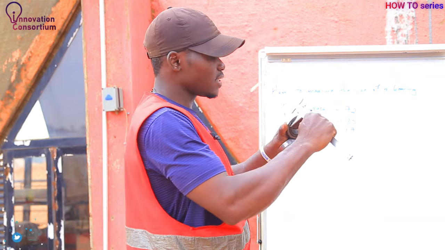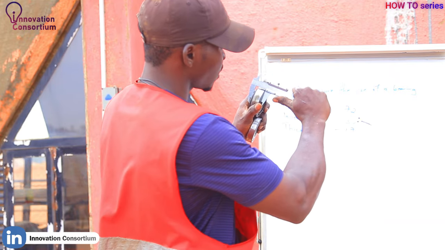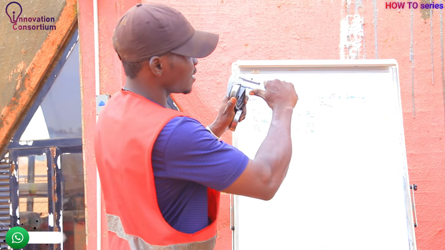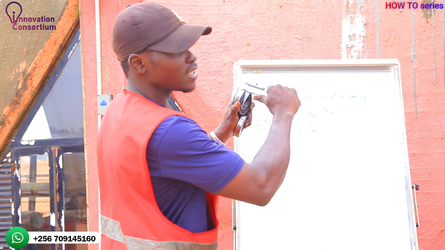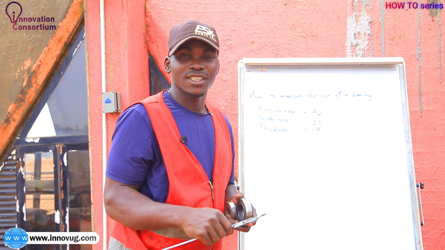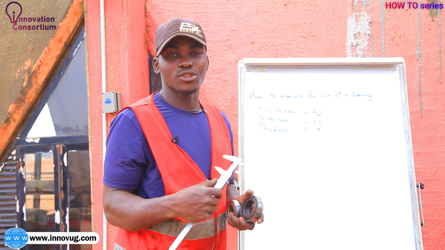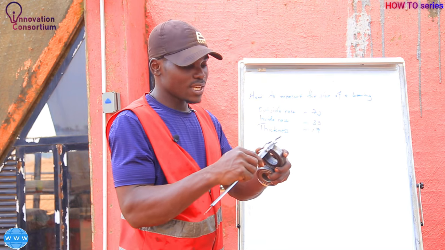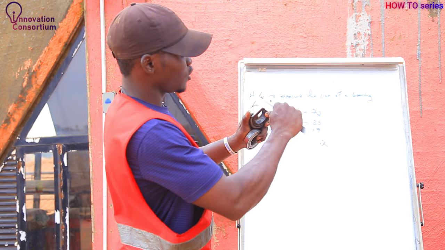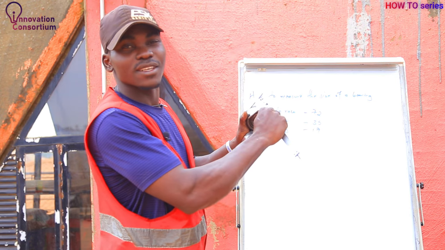This one is showing us a 28 when I measure the thickness, meaning the thickness of this bearing is 28 millimeters. But remember, if I measure the outside race only, it's showing 20 millimeters.